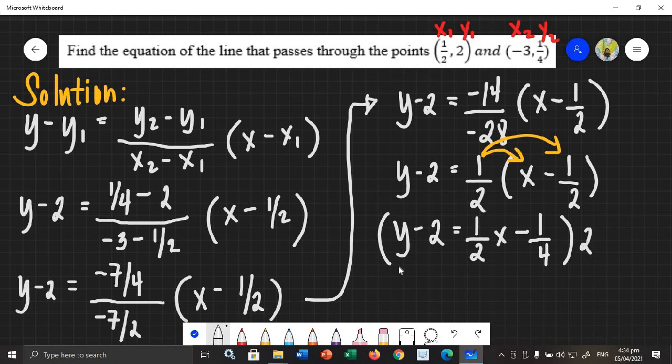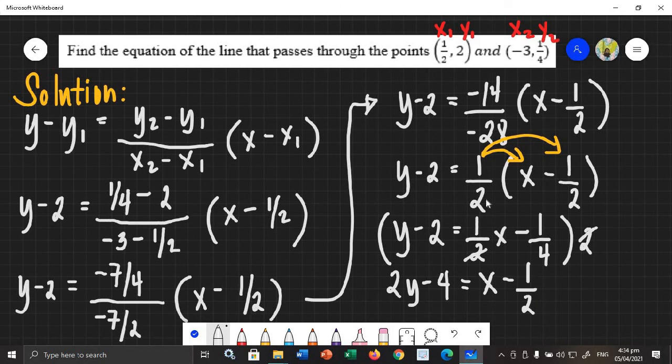So each term inside the parentheses or each term in the equation, we need to multiply by 2. So y times 2, the answer is 2y. And then negative 2 times 2, the answer is negative 4. So just write minus 4 there. And then equals 1/2 times 2, the answer is 1. Or simply maka-cancel out lang yan. No? So 1x, hindi naman natin sinusulat yung coefficient pag 1. So just write x there. And then next is negative 1/4 times 2. The answer is negative 1/2. Okay?